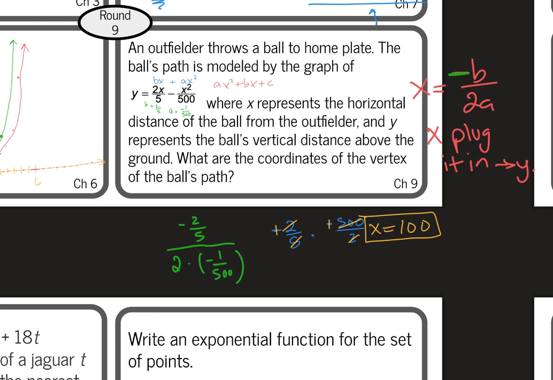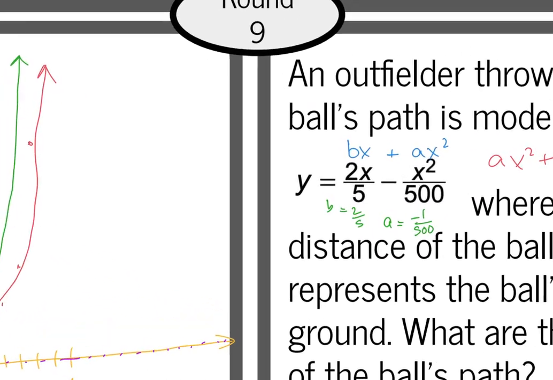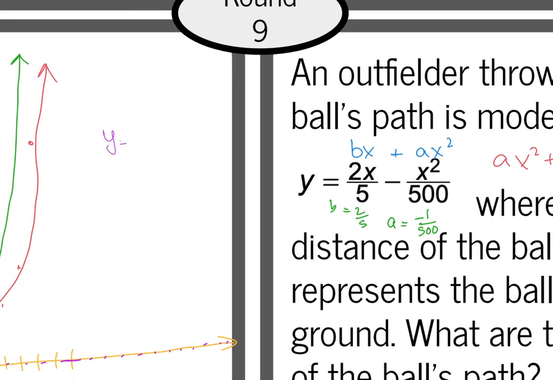Now let's plug that in, which I'd mentioned right here. Plugging that in also, not as crazy as you'd think. Let's zoom in and kind of do it right here. y equals 2 times 100 over 5 minus 100 squared over 500. Well, we get y equals 200 over 5, which is 40, right?